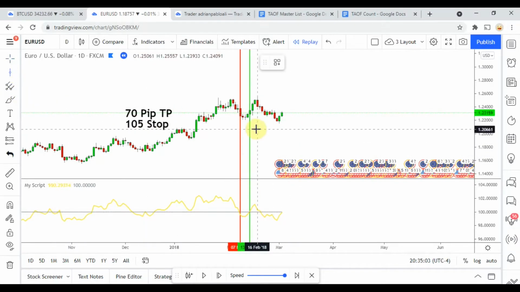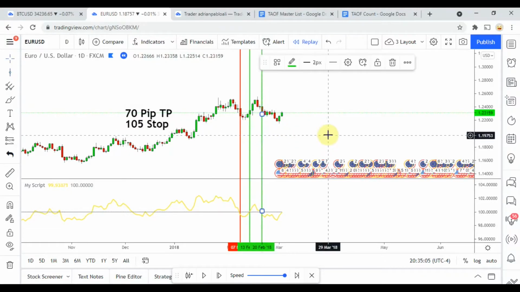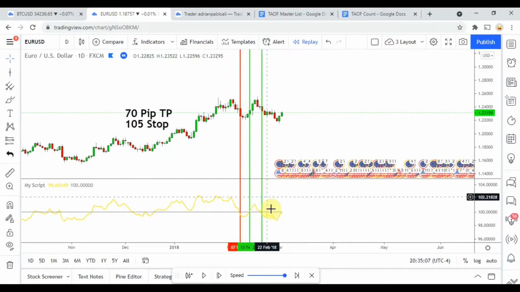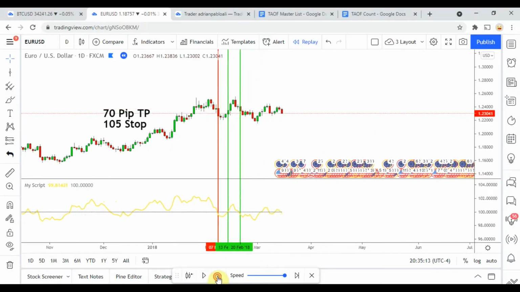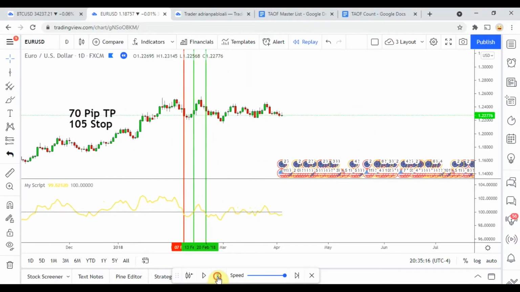Got us to take profit rather nicely. Then we pick up a short right here, and once again, it gets us to take profit. So far, we're doing pretty good. Let's go ahead and play this forward a little bit here.